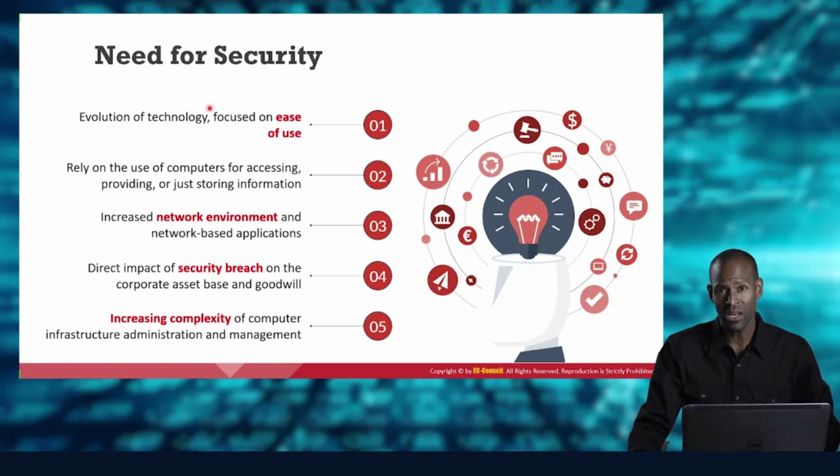And that technology is not focused on security. Usually it's focused on ease of use. We want to make it as easy to use as possible. Also, we rely on computers for everything, accessing, providing, storing information, and we have network environments of various types, from on-premise networks to the cloud, to IoT, to OT networks, to wired networks of various types, to wireless networks of various types. Man, quite a lot.